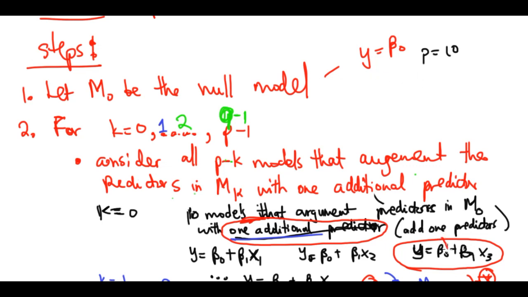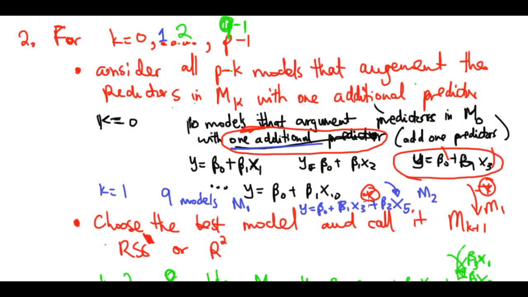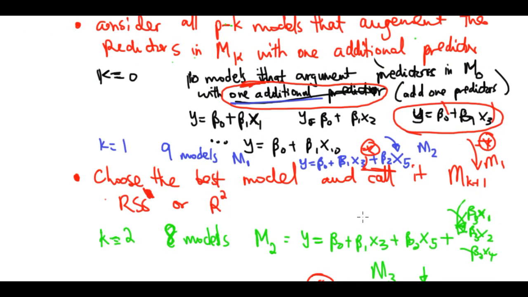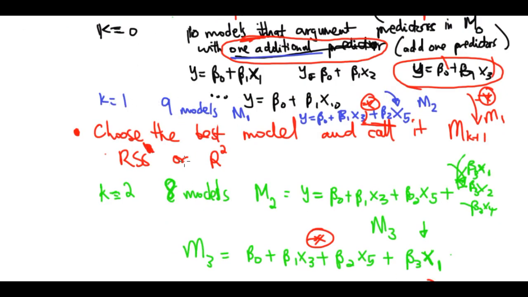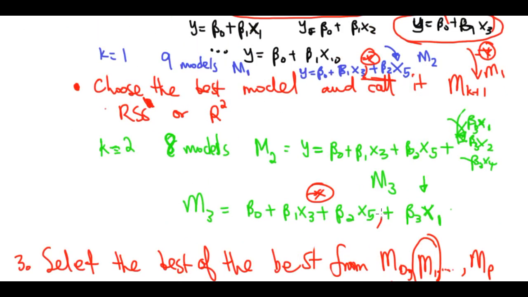This was the null one. And then when K equal to 1, we built on top of it. K equal to 2, we built on top of what we already had, just by adding one additional predictor. So we are not creating models from scratch. We are building on top of what we already have.